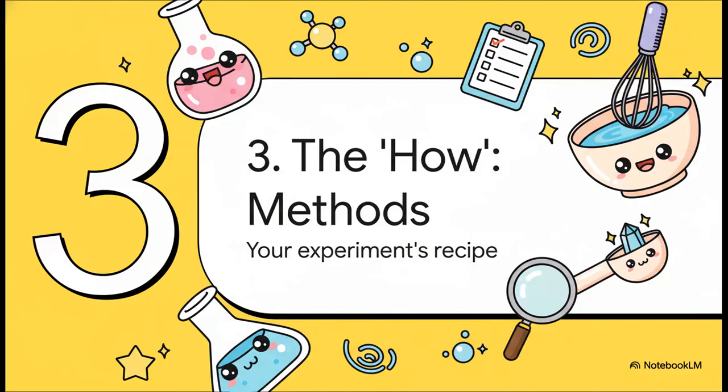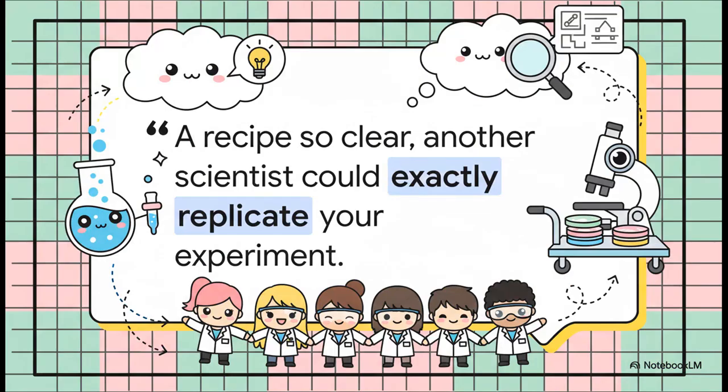Okay, next up is the how. The methods and materials section is, for all intents and purposes, the detailed recipe for your experiment. This is where you lay out with crystal clarity exactly how you did what you did. And this, right here, gets to the absolute core of what makes science work: replicability. Your recipe has to be so precise that another scientist anywhere on the planet could follow your steps and hopefully get the same results. That's the bedrock of scientific trust.